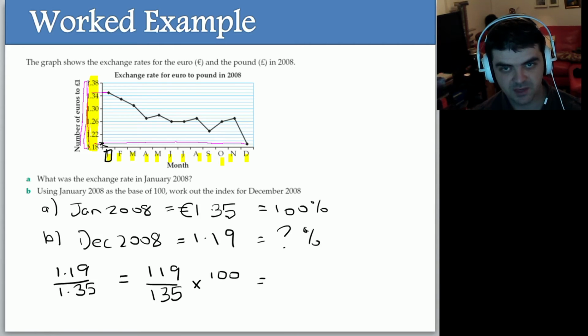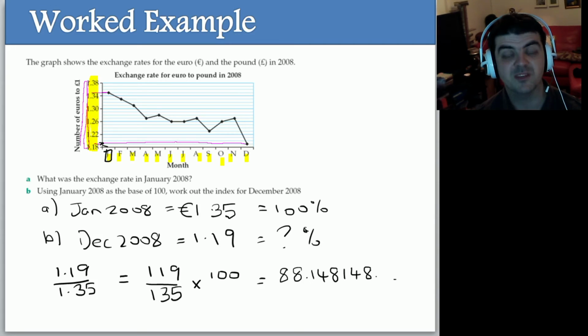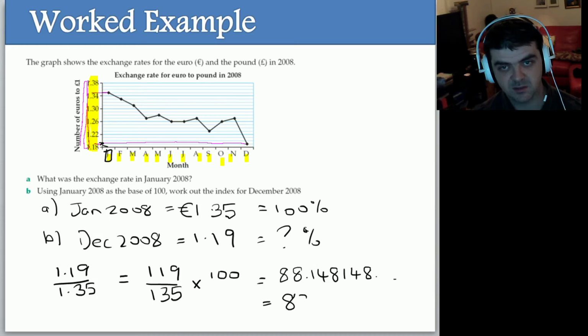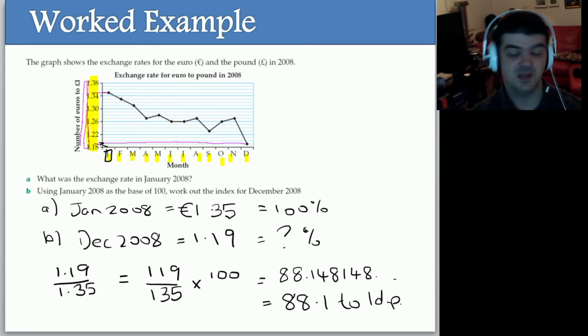88.148, etc., etc. We want the answer to one decimal place, I suppose, unless it says otherwise, we'll make a decision. It's going to be 88.1 to 1 decimal place. And that's about as hard as it gets.